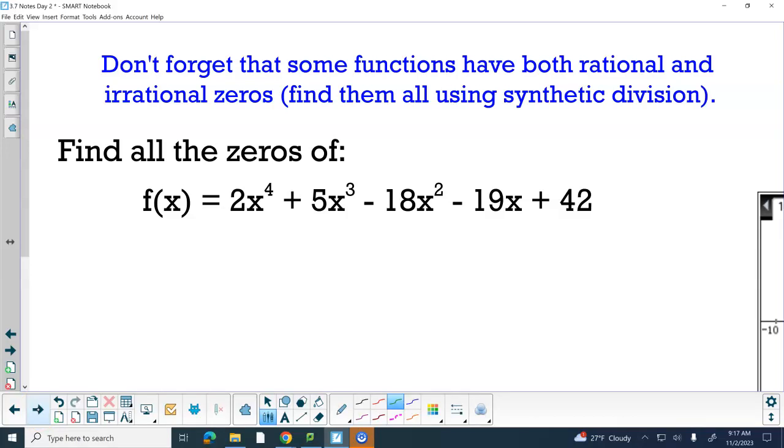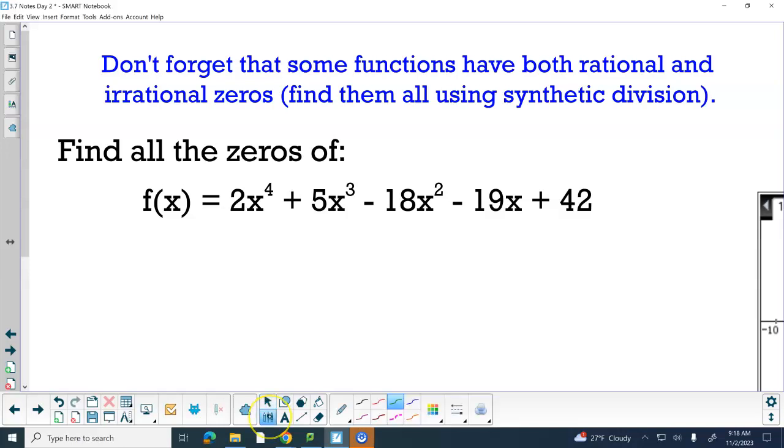All right, so here's our function. We kicked it up a notch. Okay? So we've got 2x to the 4th power plus 5x cubed minus 18x squared minus 19x plus 42. Okay? Now, what you can do is you can look for all of the possible zeros first.